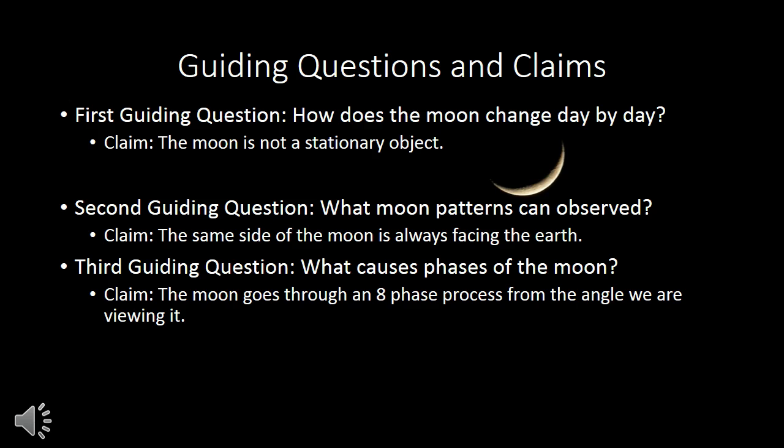Our last and third guiding question is going to be, what causes the phases of the moon, or the moon changing its shape? And the claim that goes along with this is the moon actually goes through 8 phases over the period of about a month, roughly. And this just has to do with the angle that we're viewing the moon from. It's not actually changing its shape physically.